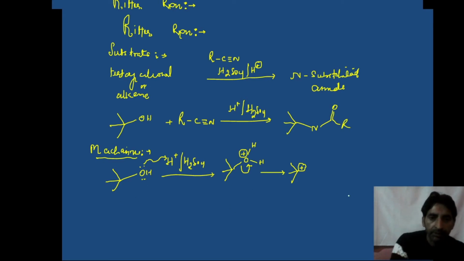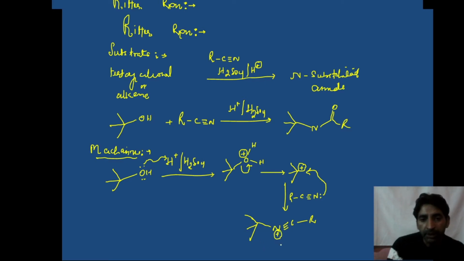Now in the next step, this carbocation will react with the nitrile, R C triple bond N. We know that there is a lone pair of electrons on this nitrogen atom. This lone pair acts as a nucleophile and attacks this carbon. So we get this type of species, with the triple bond C and R. Since the lone pair attack takes place, a positive charge is generated on this nitrogen atom.